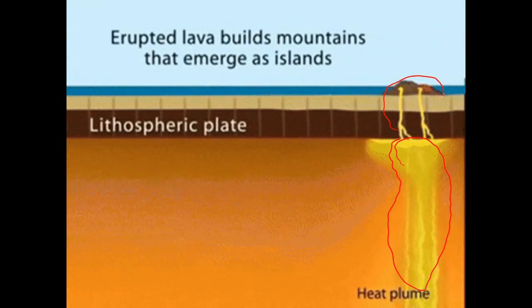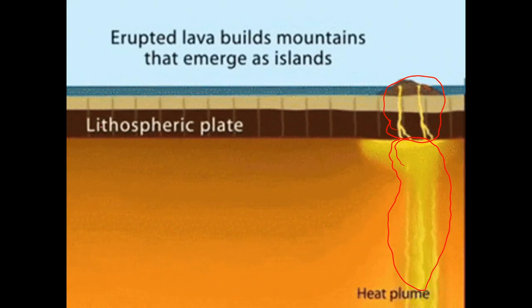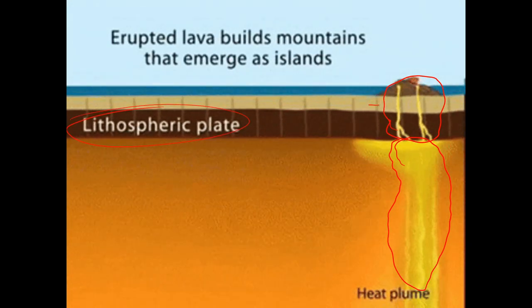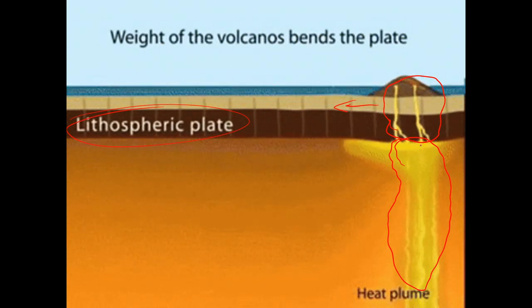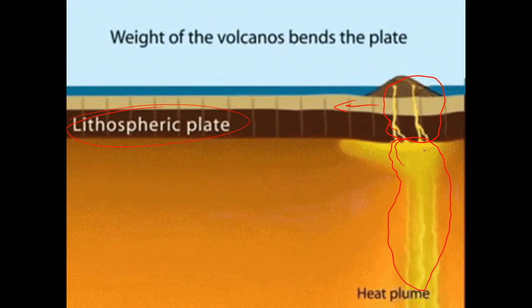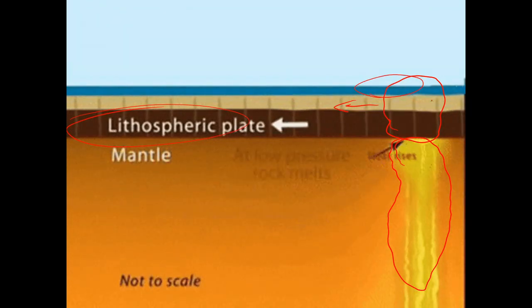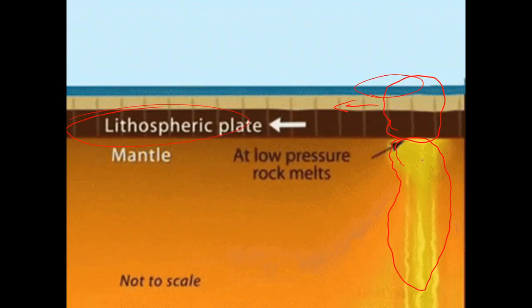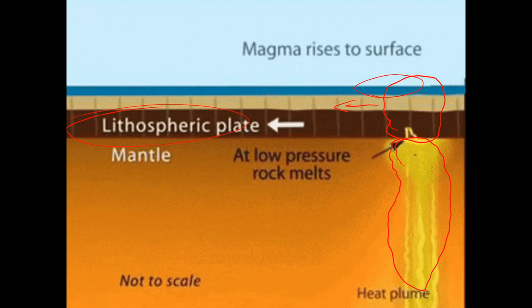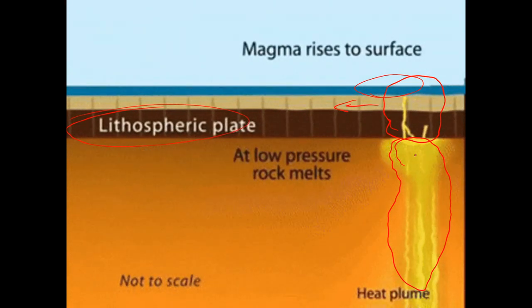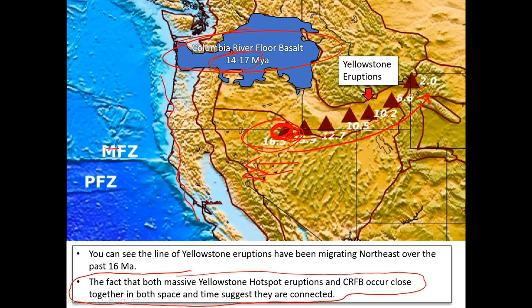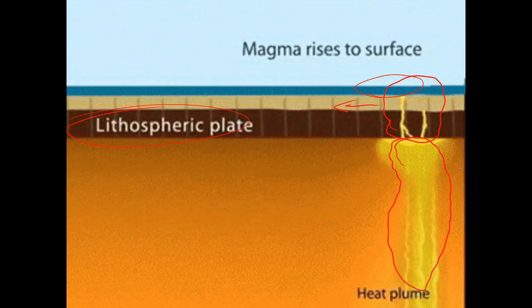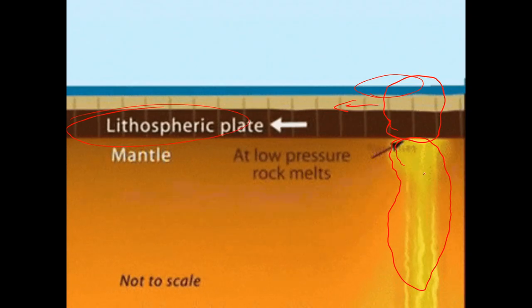It creates these volcanoes, but as the lithospheric plate continues to move this way, you get a volcanic eruption there, but eventually that volcano moves off the plume and a new volcano will form. So that's how you get these subsequent eruptions that are in a line. See what I mean here? You get these volcanic eruptions of Yellowstone in a line because the plate is moving over the plume.